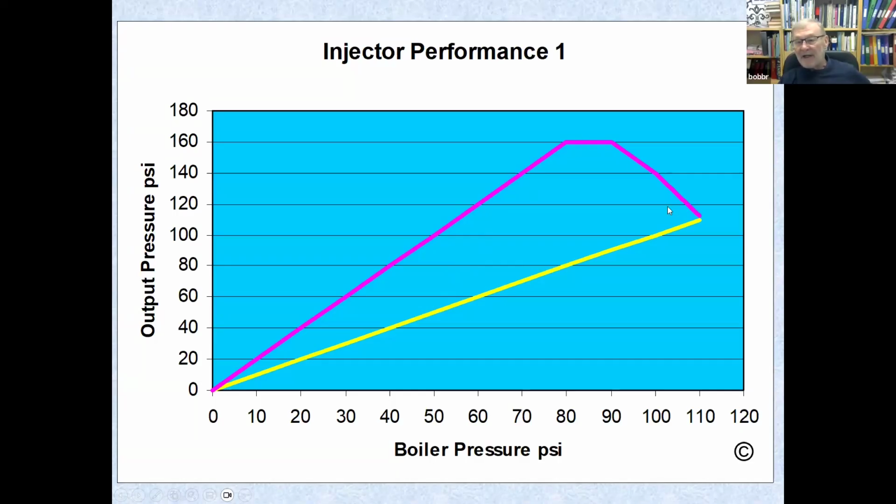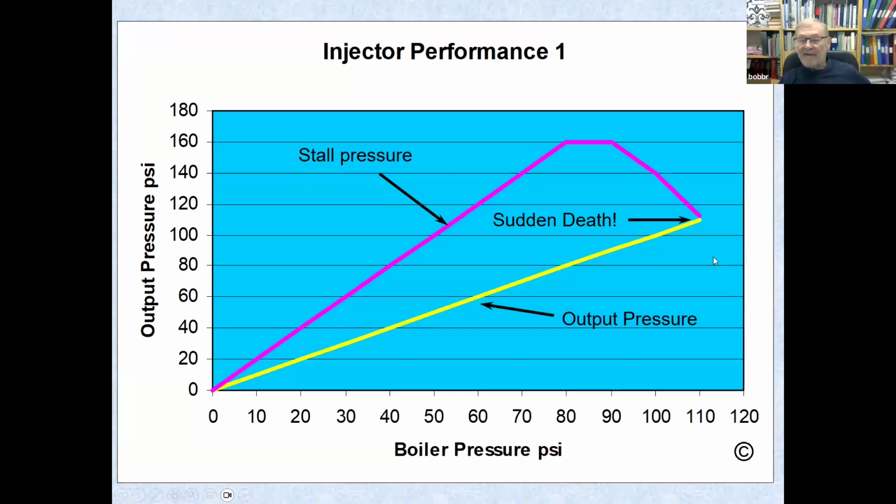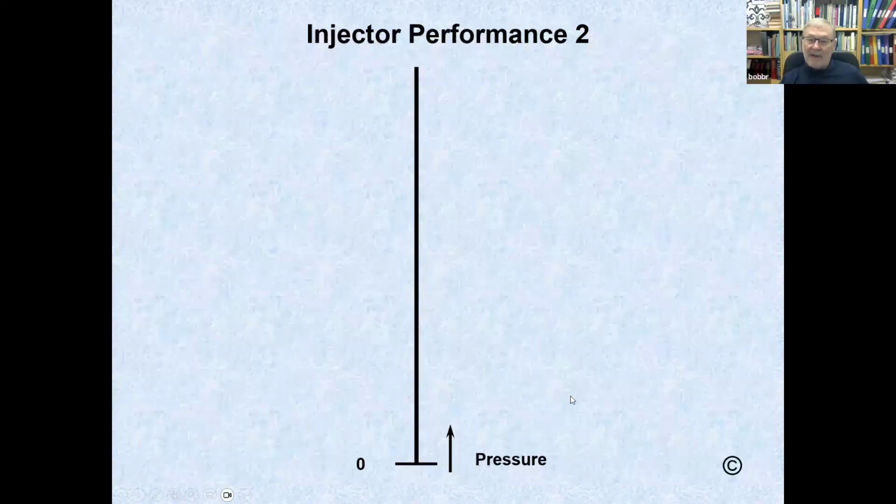And it comes down this line here, and the output pressure and stall pressure, as I call it, meet at this point here, sudden death. That's it. Can't get any more out of it. The injector won't feed anymore. If you want more out of it, you've got to have a different design of injector. It's important to realise this. So basically, this area here is your reserve. Once you've run out of reserve, there's nothing left. So when you test the boiler, an injector, I always do it this way with, if I issue a certificate, I just make it simple like this.